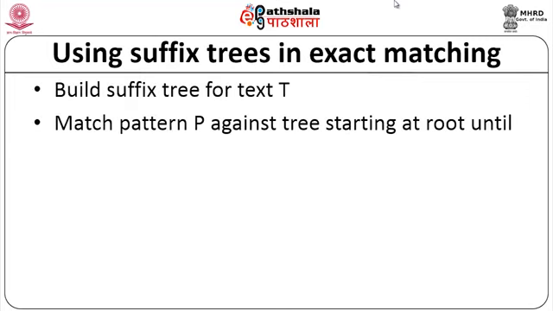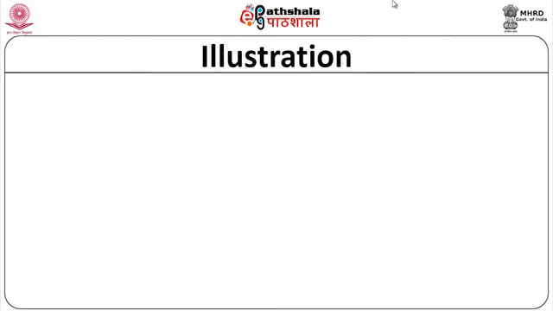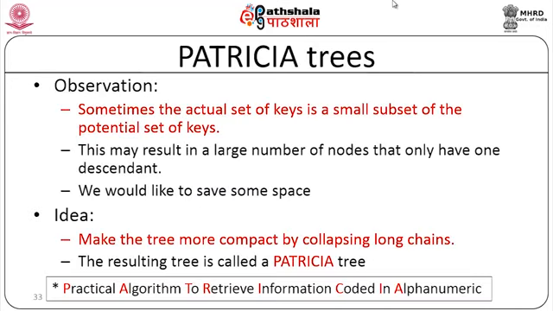So, how do we use the suffix tree in exact matching? Build the suffix tree, match the pattern. This is basically for pattern matching, especially when you are having a search key. Match pattern P against the tree starting at root until P is completely matched. Every leaf below this match point is a starting location, and if no match is possible, P does not occur. So, this is the illustration of this. This is the example of what we have seen. P1 is XA and P2 is XP. So, you have that there.